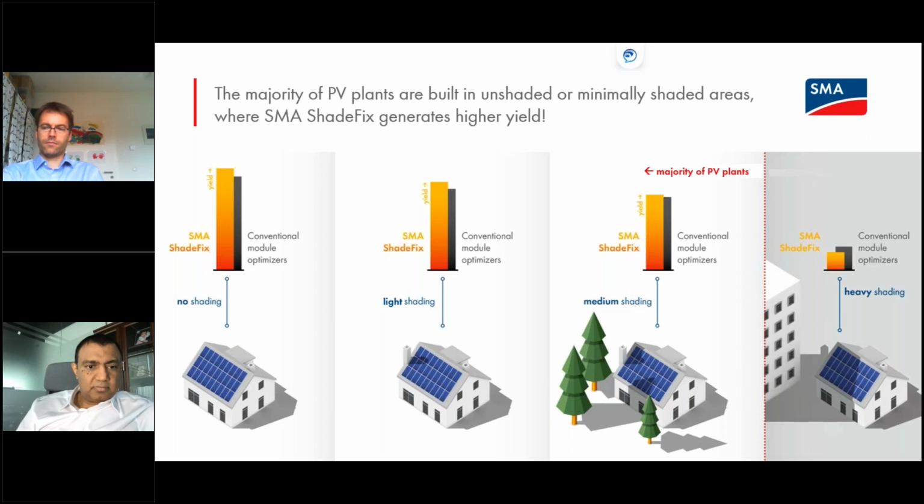So not just a single module, but even some. Only if you're having really heavy shading throughout the day, from different angles and so on, module optimizers will have an impact on the yield of the system. As you can see, the majority of the plants, written in red, so 95%, are the no shading until medium shading applications. You can also check the figures and facts of this study from Denmark. We put it here in the slides as a reference, so you can check what we are saying.